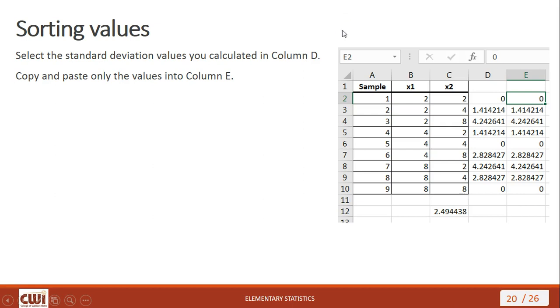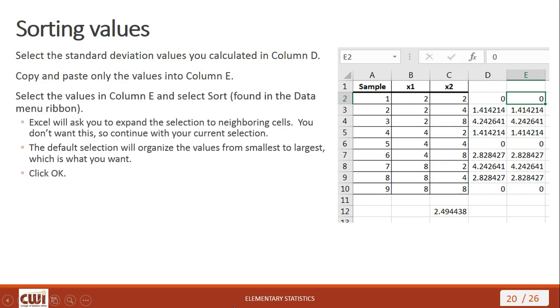So I'm going to go paste special and then paste in only the values from that column just right next to it. Then I'm going to select that next column and select Sort, which is found in the Data menu ribbon. Now Excel, when you do this, because you've got data sitting right next to the data that you've selected, is going to automatically ask you, do you want to expand your selection to include the neighboring cells? You don't want to do this. You just want to sort the one column, not all of the columns together. So go ahead and select just the one column. Continue with your current selection.